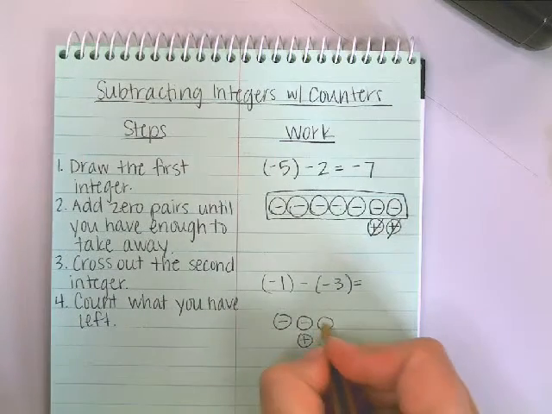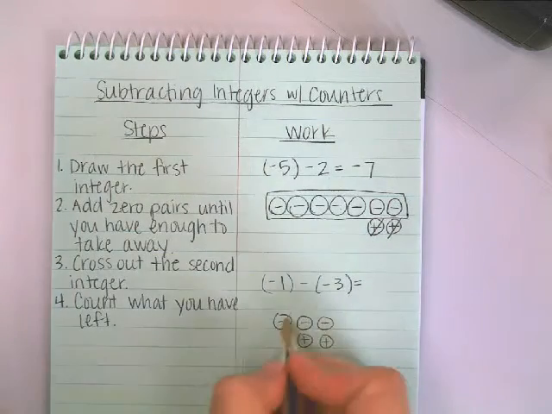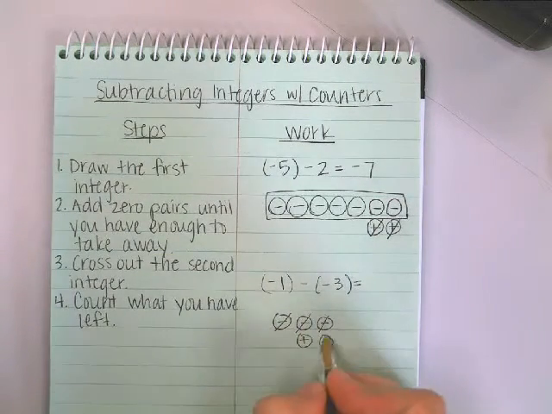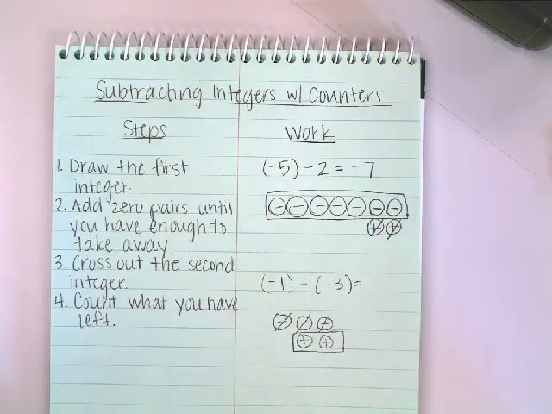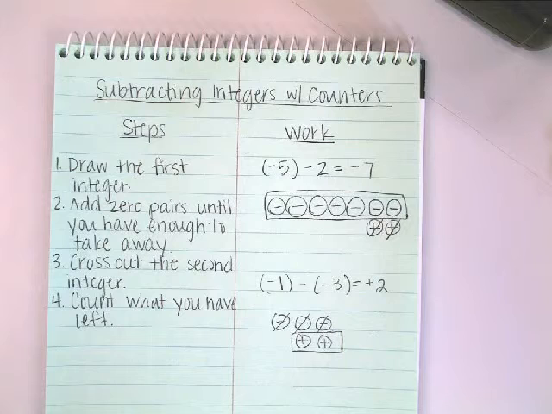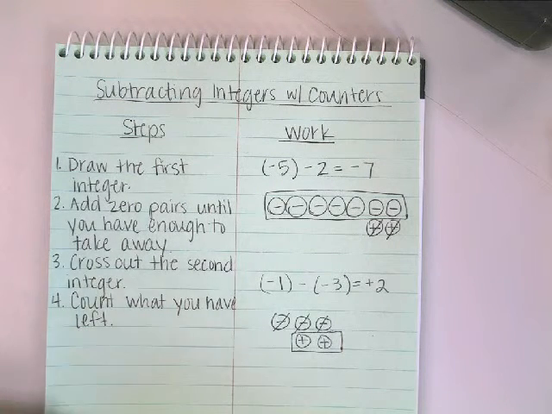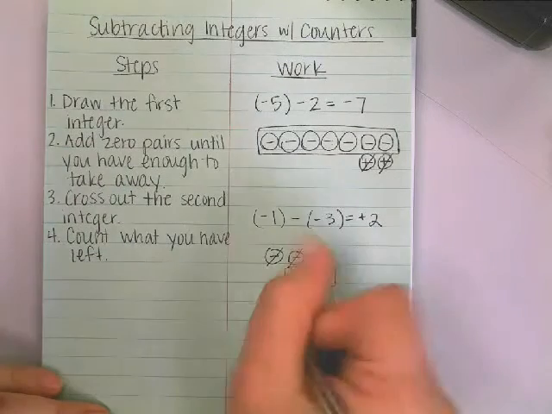So there's 1 0 pair. I only have 2 negatives. Here's another 0 pair. Now I have 3 total negatives. I can take those away, and here's what I have left. So -1 minus -3 is +2. Let's look at one where we are just taking away and we don't have to add any 0 pairs in.